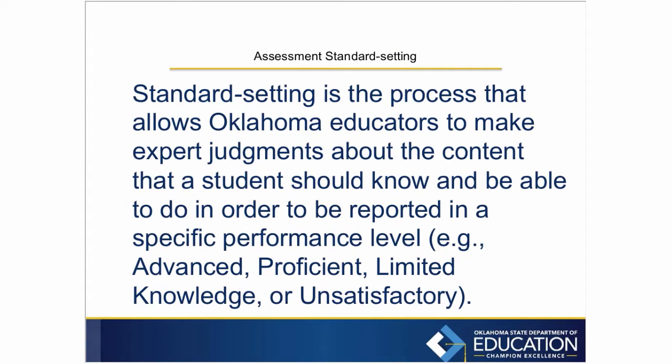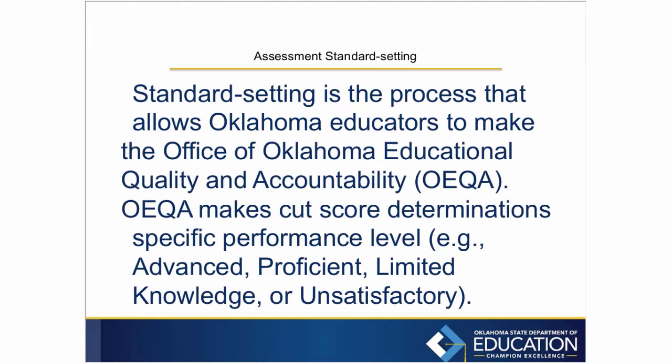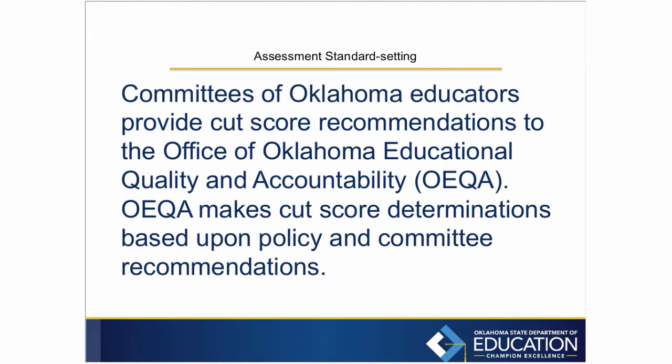This is the process that allows Oklahoma educators to make expert judgments about the content that a student should know and be able to do in order to be reported in a specific performance level: advanced, proficient, limited knowledge, or unsatisfactory. Committees of Oklahoma educators will convene and provide cut score recommendations to the Office of Oklahoma Educational Quality and Accountability. OEQA will make the cut score determination based upon policy and these committee recommendations.